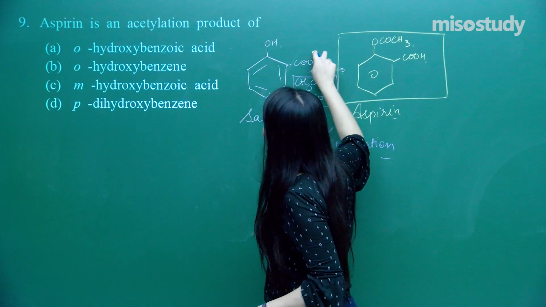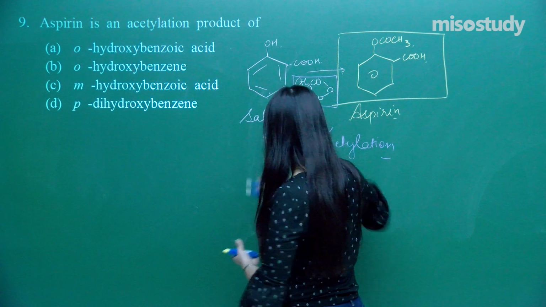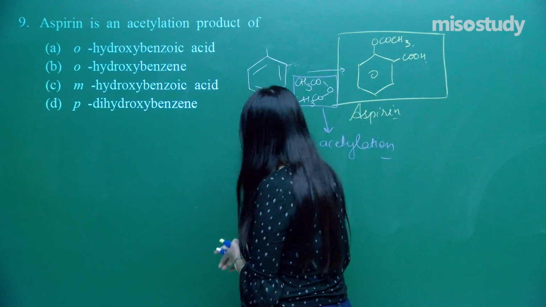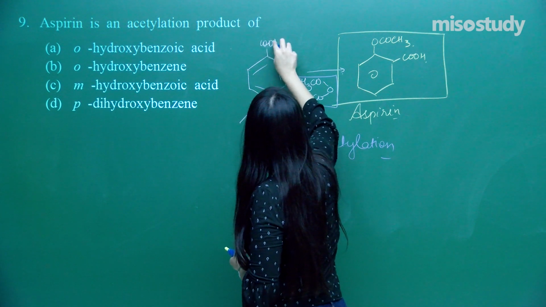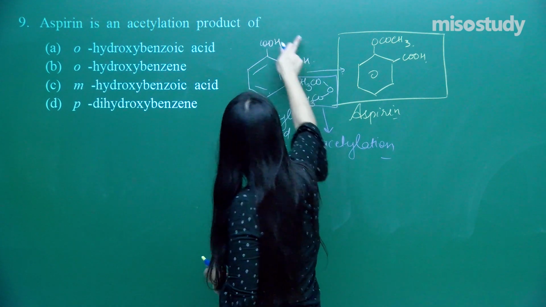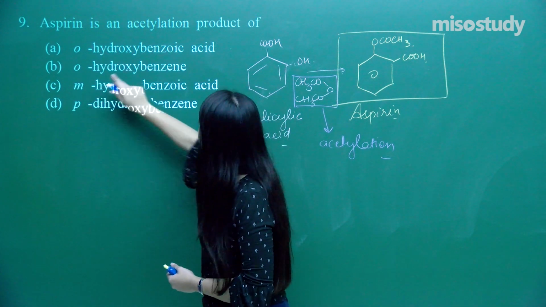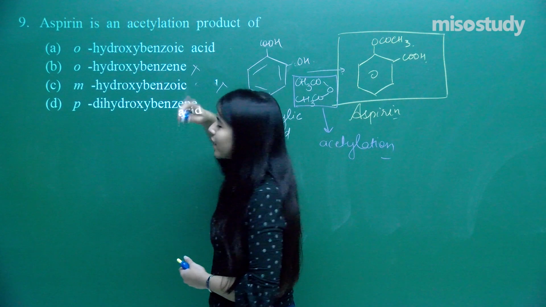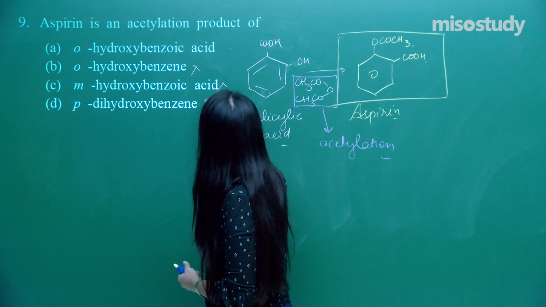It is ortho-hydroxy. So I could have written this as COOH here and OH over here. So what do we have? Ortho-hydroxybenzoic acid, that should be the answer. Ortho-hydroxybenzene, not an answer. Meta-hydroxybenzoic, I hope you all have seen the answer over here. This is also not done.